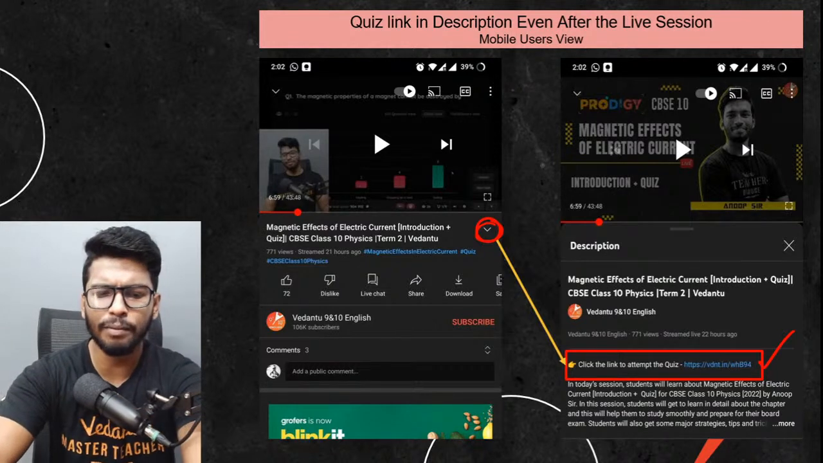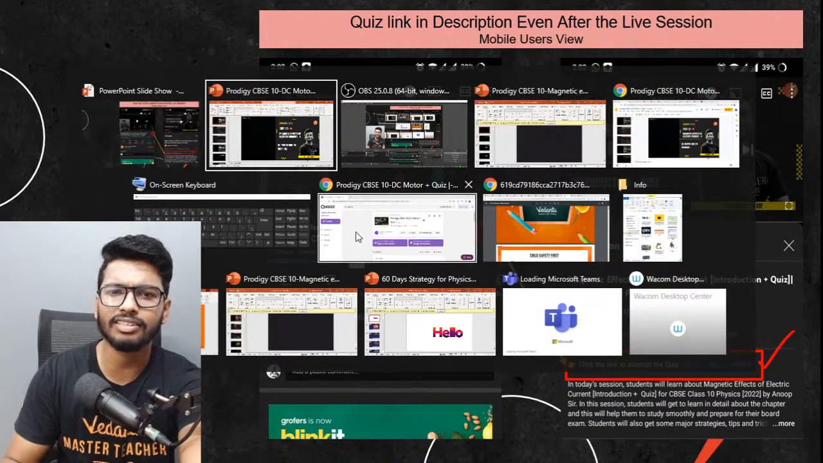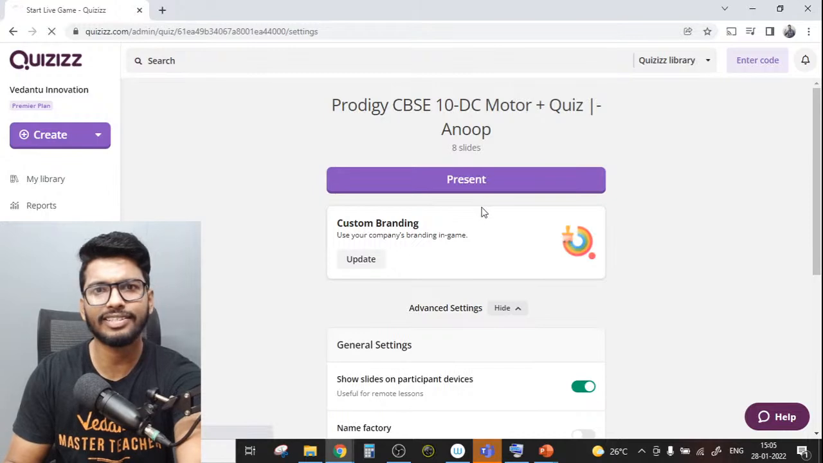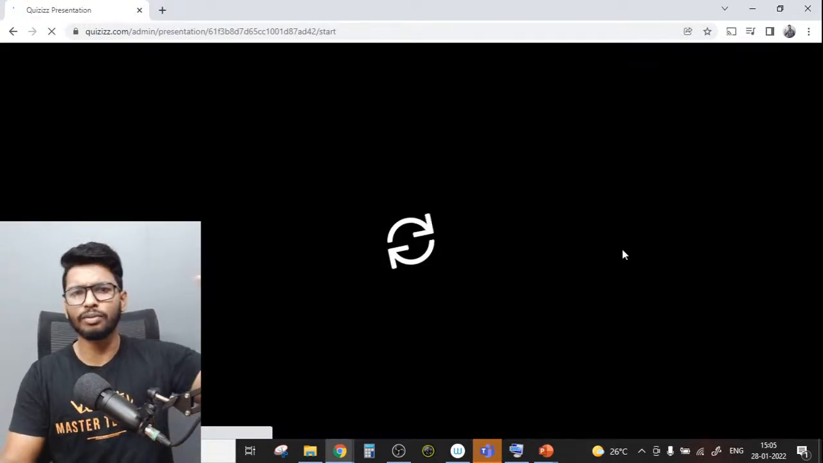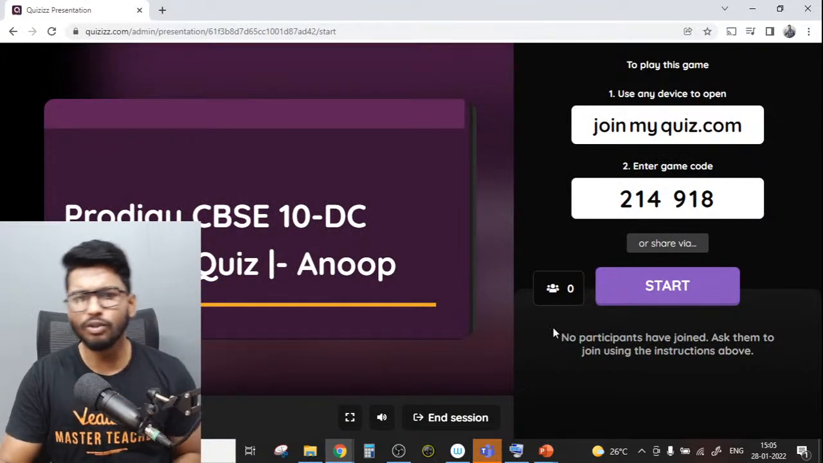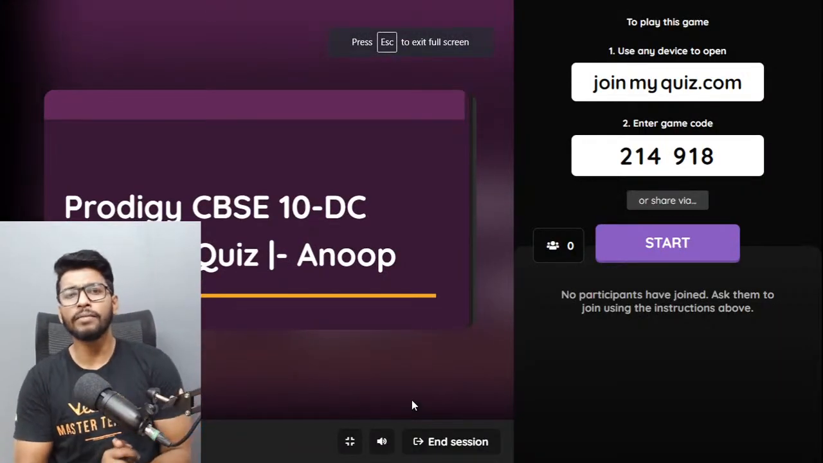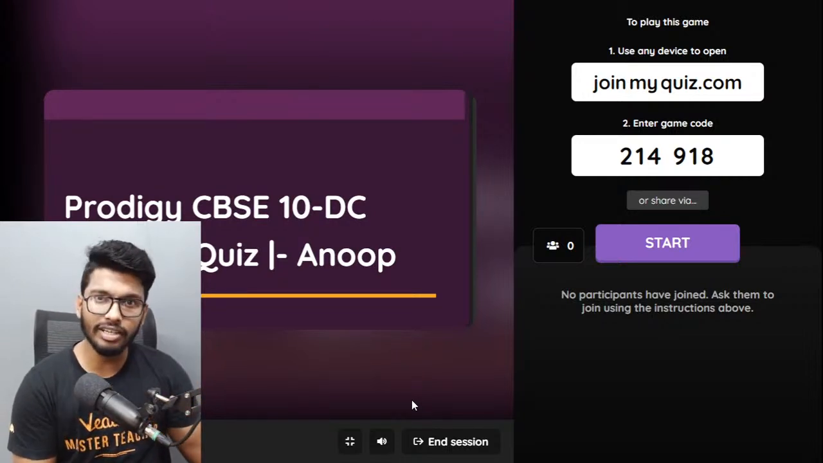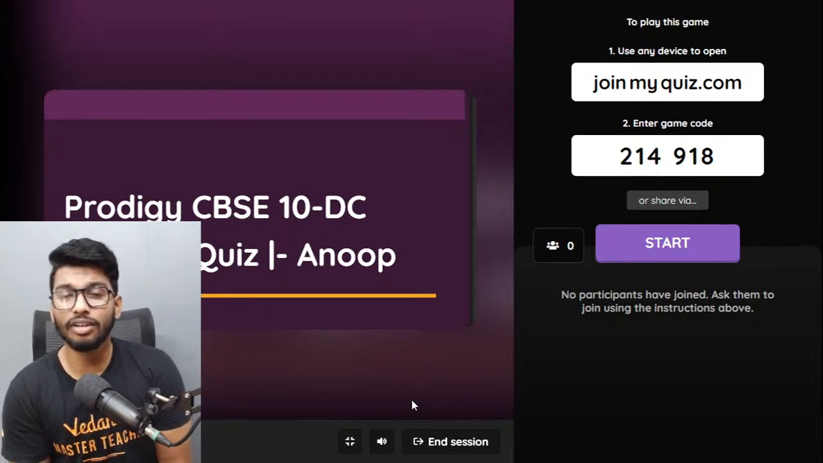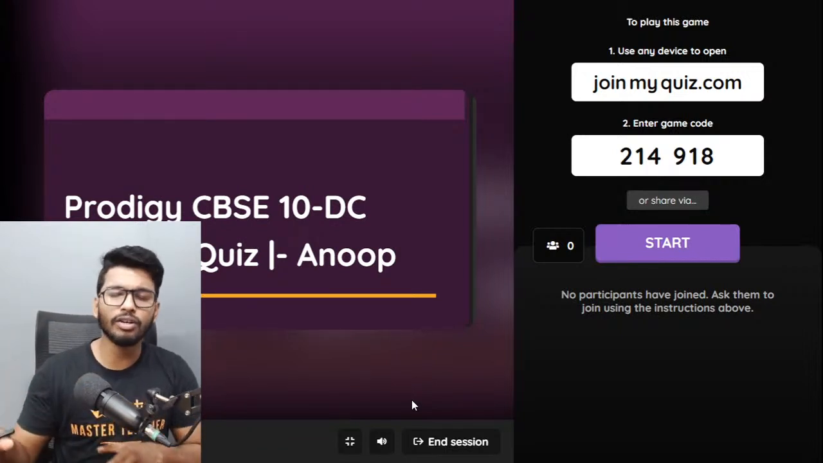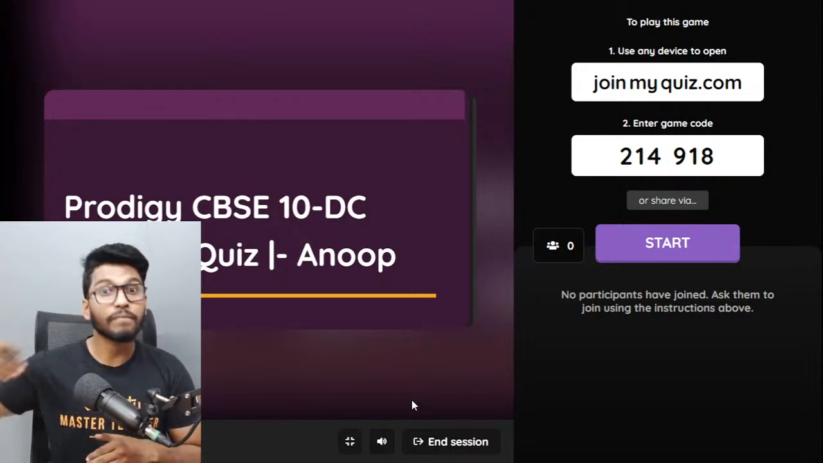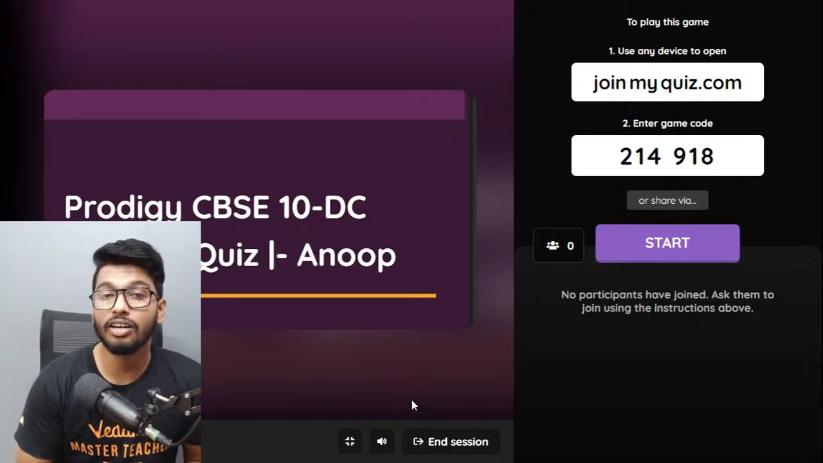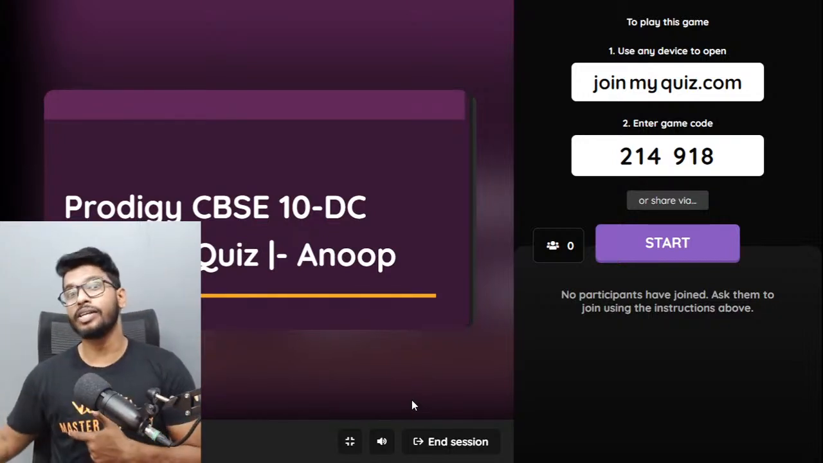Before we get started, as always, we'll quickly jump onto the backtrack round, do a couple of quiz questions, and then start with today's session. I want every one of you who is here right now to join the quiz. These questions are from the previous session, where we talked about the force on a current carrying conductor. I'm going to ask you a couple of questions based on that, and then we'll go into today's topic. Once we are done with the topic, we're going to come back to the same quiz, the same link, the same game code, and take the quiz once again.